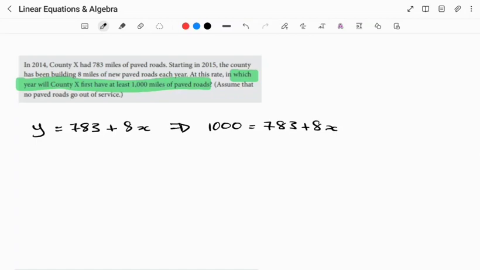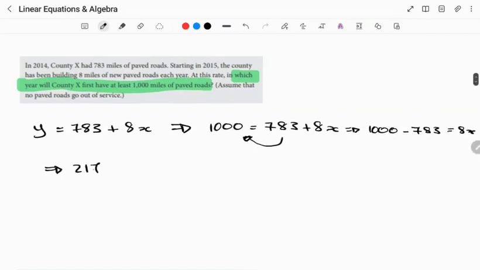We have to apply some algebra here. So we're going to take our 783 and take it over there. And remember, this is positive, and when it moves across the equal sign, it changes to a negative. So this will become 1,000 minus 783, which is equal to 8x. 1,000 minus 783 is 217. This is equal to 8x.